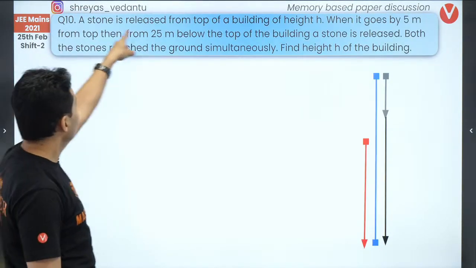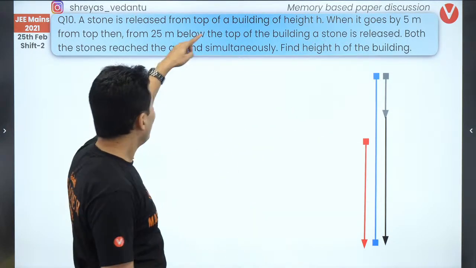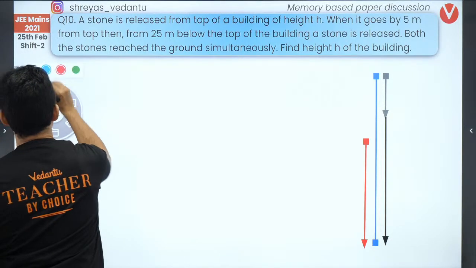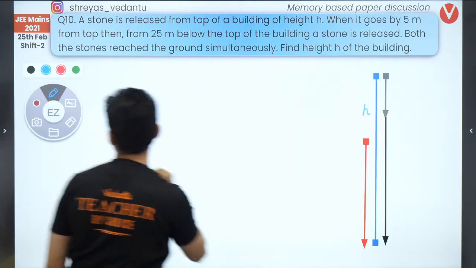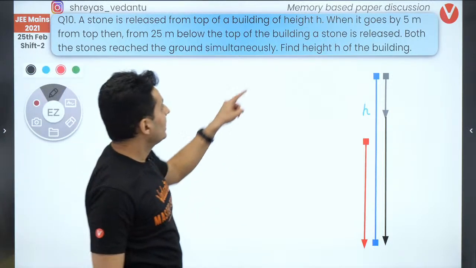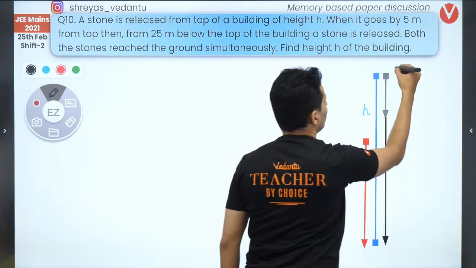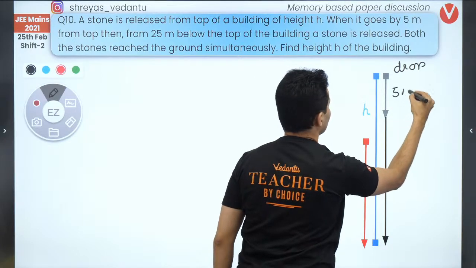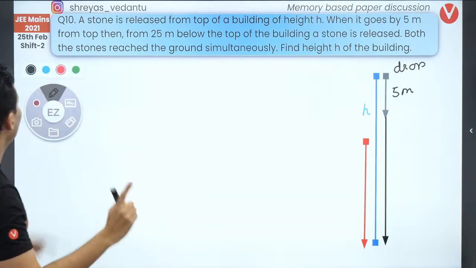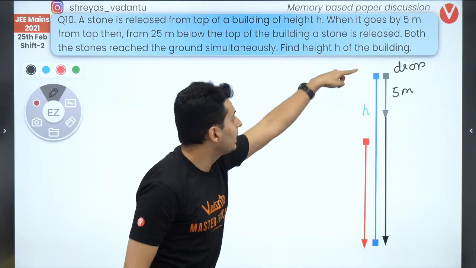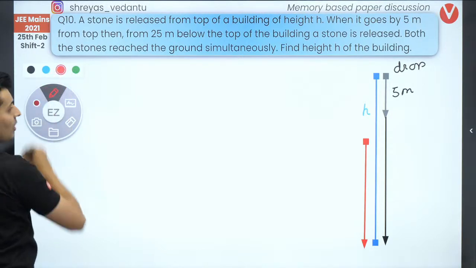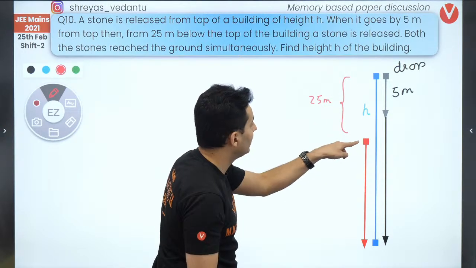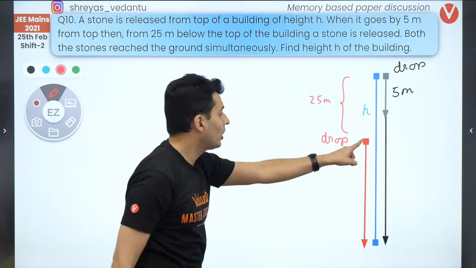Let's do this. There is a stone which is released from the top of a building of some height h. That blue one out there, I hope you can see it, is the height of the building. So this is h. Now, when the stone is dropped and it comes down by 5 meters, then from 25 meters below the top of the building, very important, you drop another stone.